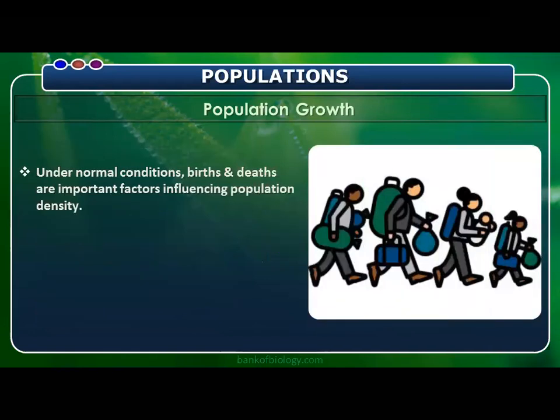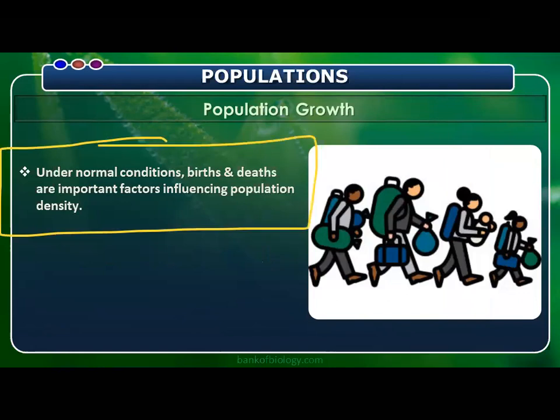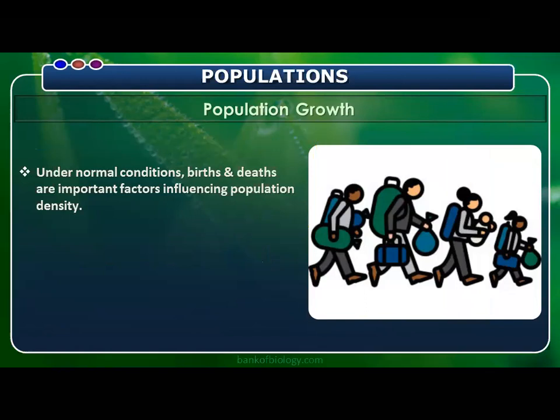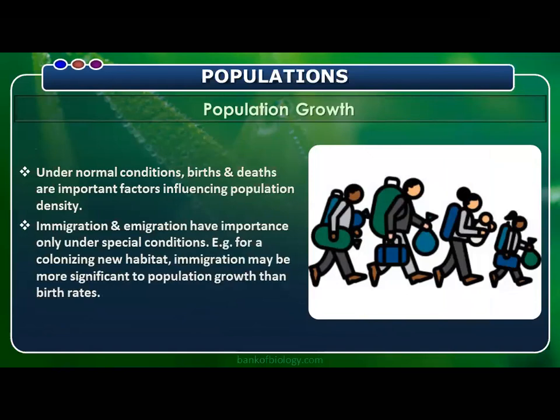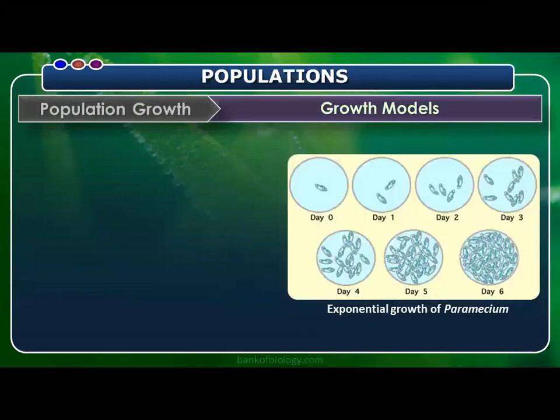Next, under normal condition, births and deaths are important factors influencing the population density. Remember this statement. Because immigration and emigration is not a regular process. Immigration and emigration have importance only under special condition. For colonizing a new habitat, immigration may be more significant to population growth than birth rates. At the time when we build a new city, immigrations may be more. That is a hypothetical issue in general.